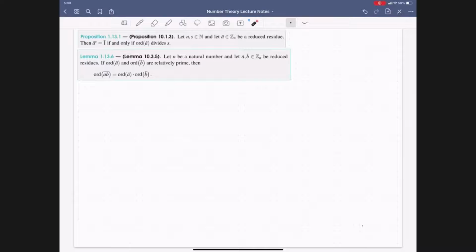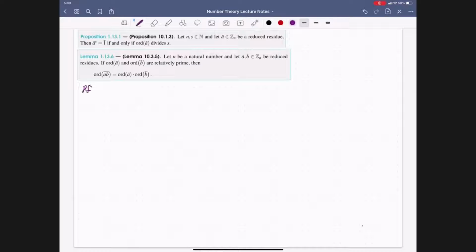So something to keep in mind is, for the primitive root theorem, we're working in the integers modulo p. Over here, we're giving a more general statement because we're proving that this holds over the integers modulo n whenever the order of a bar and the order of b bar are relatively prime. So let's go ahead and prove this. And the main tool is going to be this proposition being used several times.